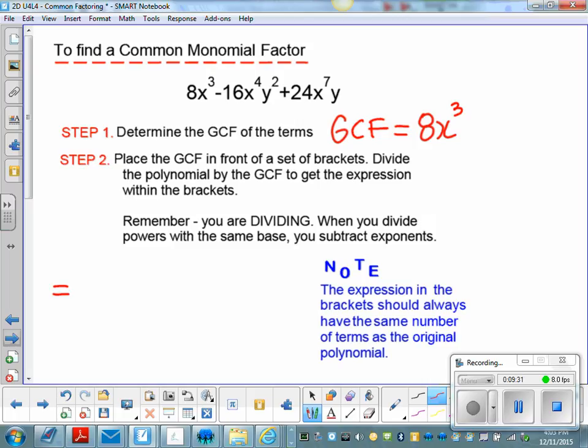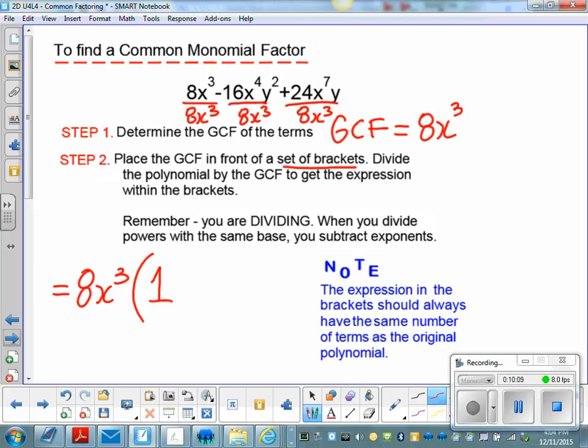So to go ahead and factor this now, I take that greatest common factor and I put it in front of a set of brackets. So I write 8x cubed and I open a bracket. And then I need to divide each of these terms by 8x cubed. And the answers I get, I'm going to write inside the bracket below here. So when I'm dividing 8x cubed divided by 8x cubed, that's just equal to 1.